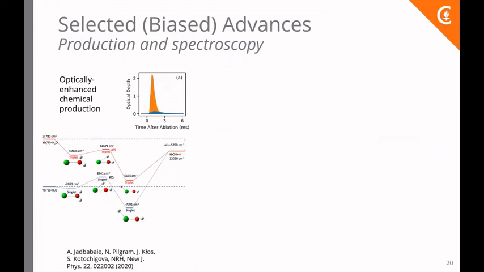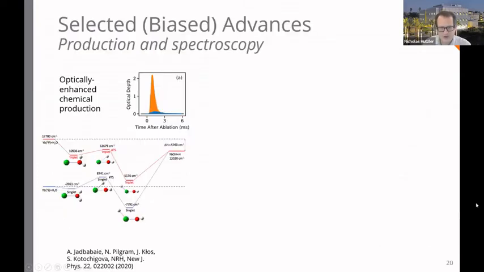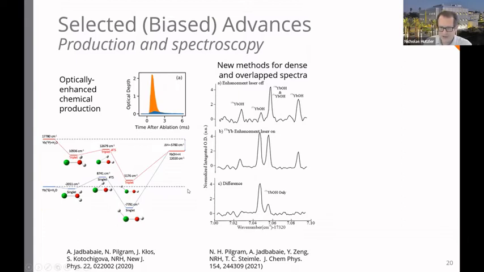So one of the challenges of working with these polyatomics is just that they're not as explored. Even doing some of the basic steps is not so clear. So in my lab, we've been focusing on things like implementing optically enhanced chemical production to make very high yields of these molecules in a cryogenic environment. Last year, we used this method to come up with a new approach to interpret dense and overlapping spectra, which is a characteristic of these very complex molecules.